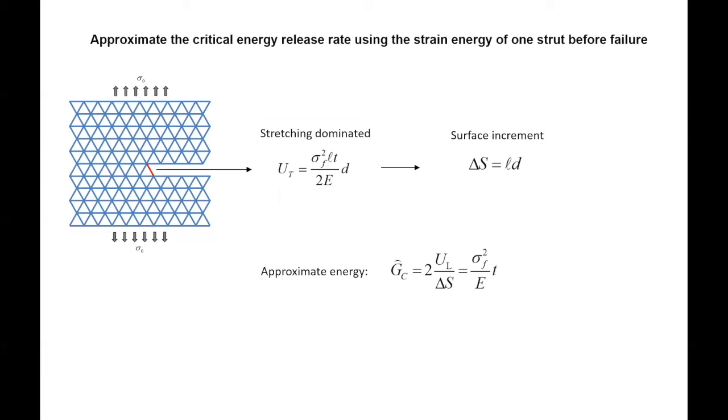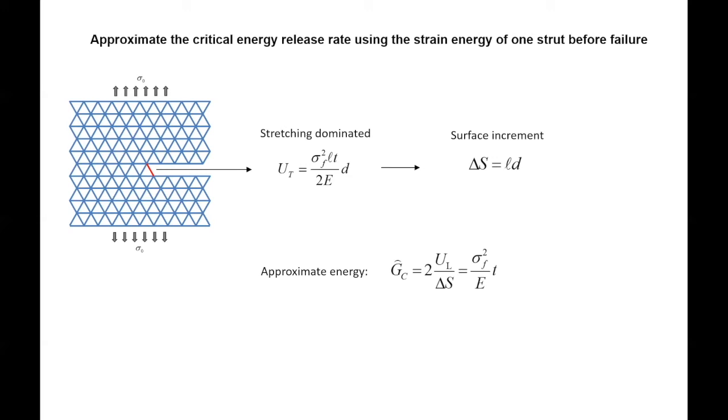So we thought, let's compare, and this is a very crude type of analysis. How much is that compared to if we remove a ligament? The elastic energy of a ligament right before it breaks. So that's what we do here. And because it's stress dominated, we know sigma F and how much the surface increment is. So we have an approximate critical energy release rate, using a very simple calculation, but it's going to be practical near the end.